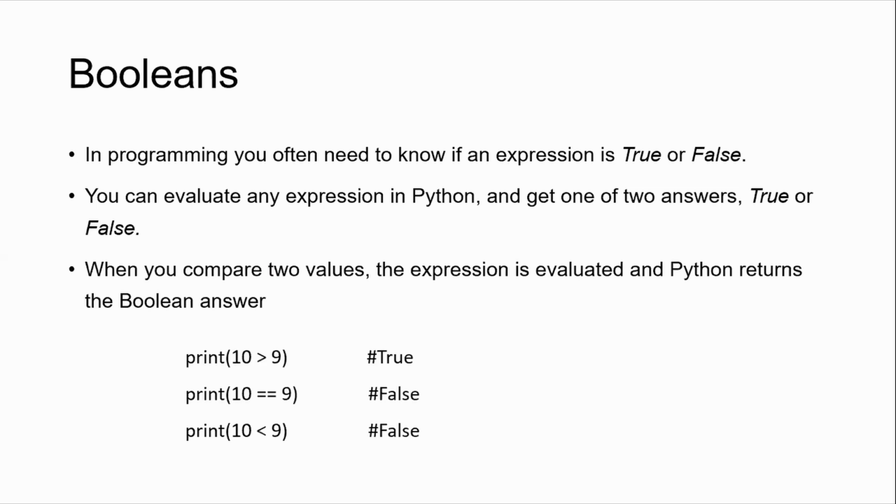For example, if you try to print 10 is greater than 9, it is evaluated to true. And if you try to print 10 equal to 9, it is evaluated to false because 10 is not equal to 9. And if you try to print 10 is less than 9, it will evaluate to false because 10 is not less than 9.